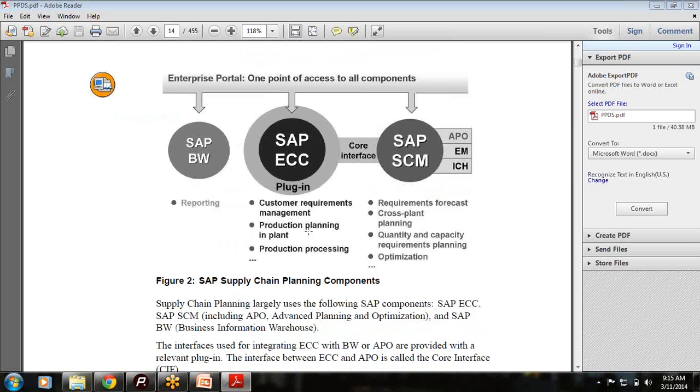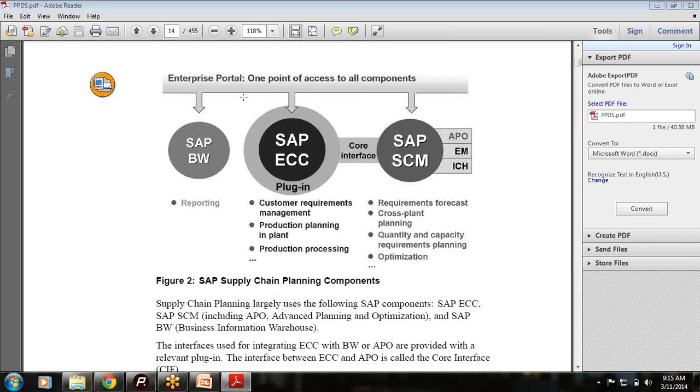As you can see, we have two systems, SAP ECC and SAP SCM. Within SAP SCM, as I told you, we have APO, EM, ICH, etc. We will be talking mainly about APO. ECC is typically the system where we have materials management, production planning, sales and distribution, etc. These two systems talk to each other using the core interface, known as CIF for short.